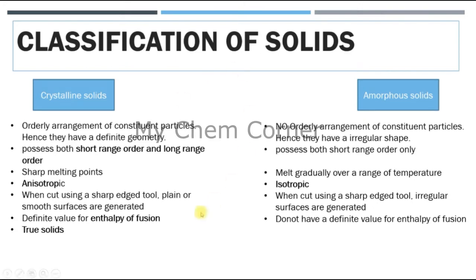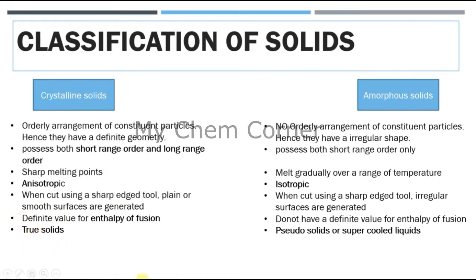Then the next difference is crystalline solids are true solids. They have a proper pattern of arrangement of constituent particles over a long range, not over a short range. They have a very sharp melting point. When you try to cut them, they have smooth surfaces, therefore they are true solids.